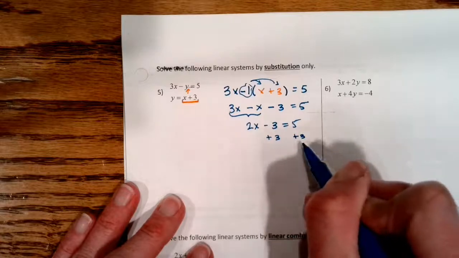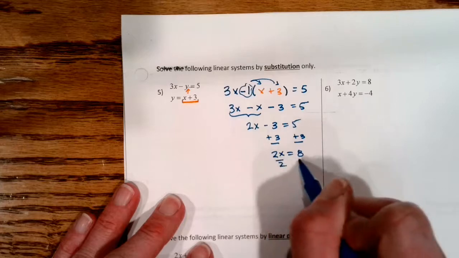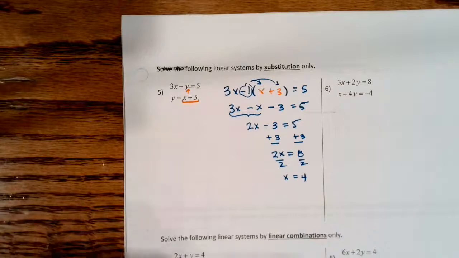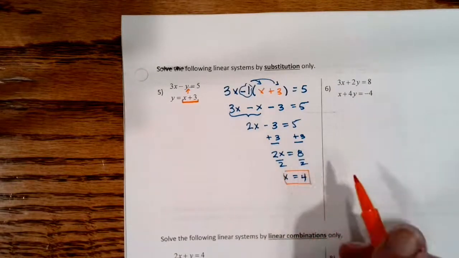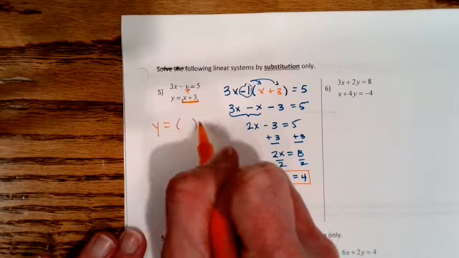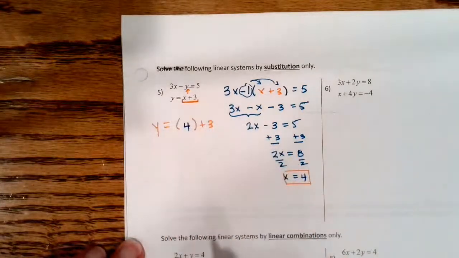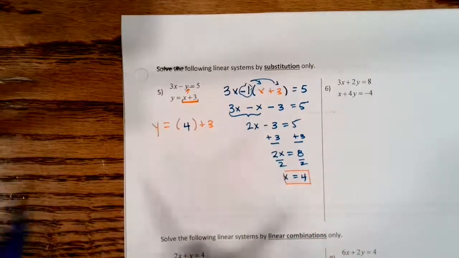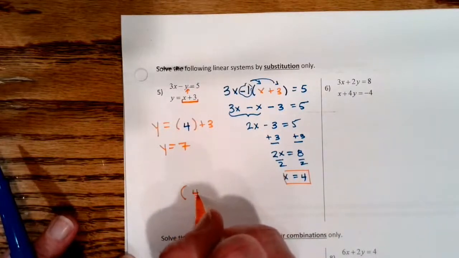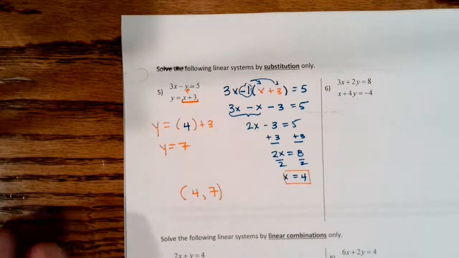I'm going to add 3 to each side of the equation. So 2x is equal to 8. Divide by 2. X has a value of 4. Now that I know what x is equal to, I'm going to go back and put it in and solve for y. So y is equal to that x value plus 3. I'll put 4 in here. So that means that my y is equal to 7. So my answer, over 4 and up 7, is the point where those two lines crisscross.